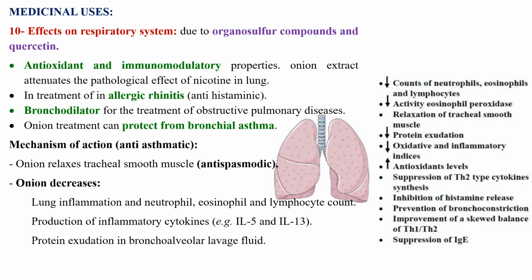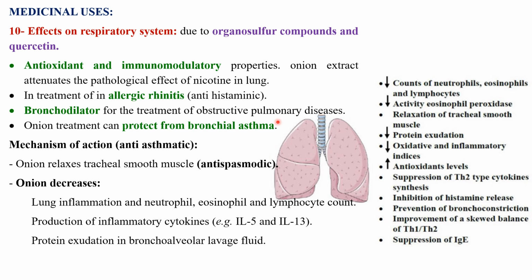Onions as well have an important effect on the respiratory system due to their organosulfurous compounds and quercetin. They have antioxidant and immunomodulatory properties. Onion extract can attenuate the pathological effect of nicotine in the lung, so it could be helpful for nicotine smokers. It is also used in the treatment of allergic rhinitis due to its antihistaminic effect, and this could explain why we feel sleepy after eating a large quantity of onions. This is due to its antihistaminic effects.